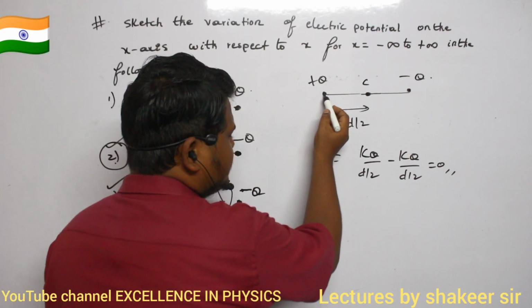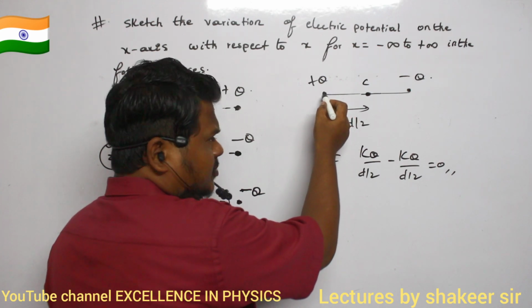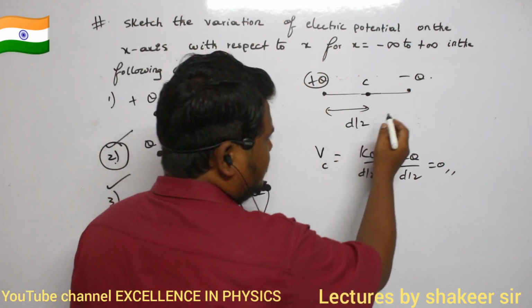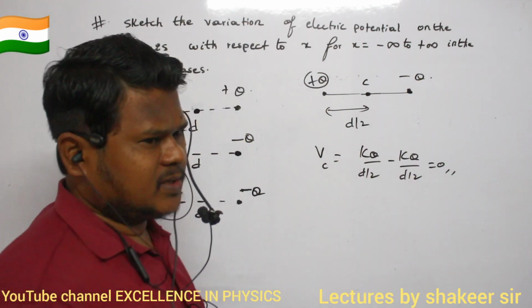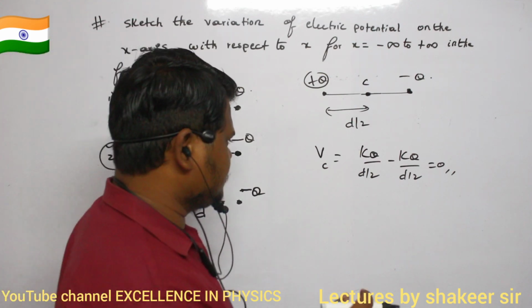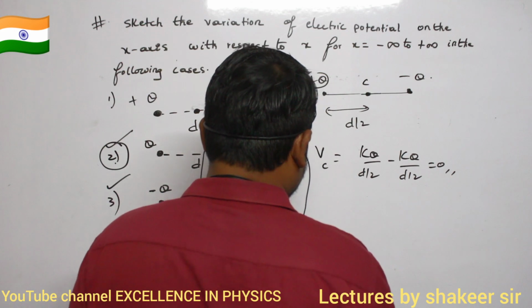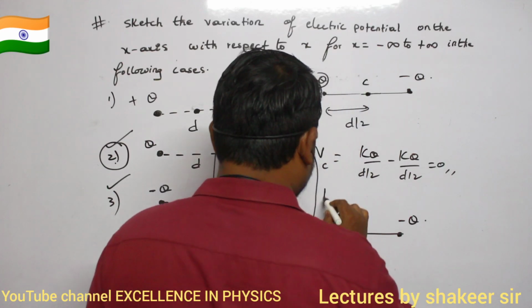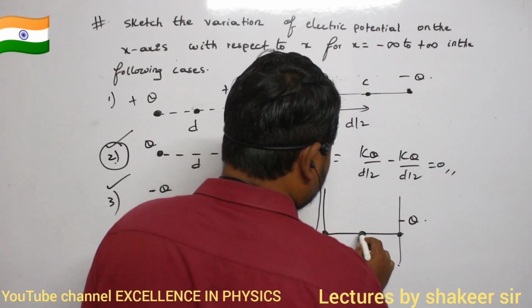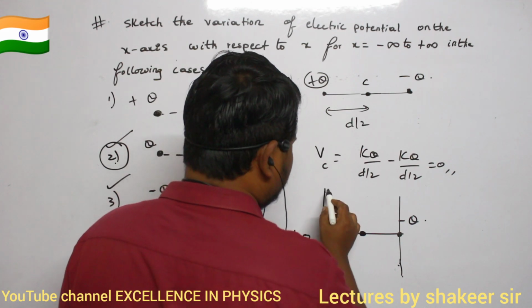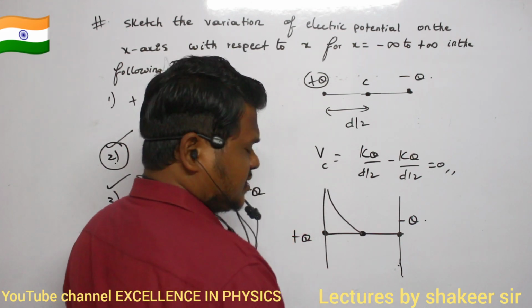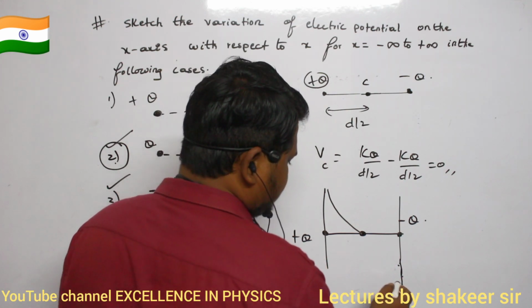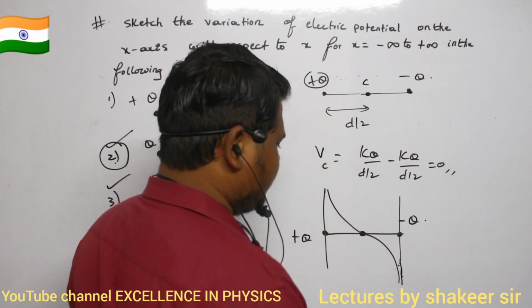And what is the potential at plus q? Potential because of this charge will be infinite, in the positive direction. Similarly, potential due to minus q is also infinite, but in the negative direction. So how can I draw the graph? If this is plus q and this is minus q, the graph will be like this. Here potential will be infinite, and it will become 0 at the center. Here potential will be infinite but in the negative direction. This is how I can draw the graph.